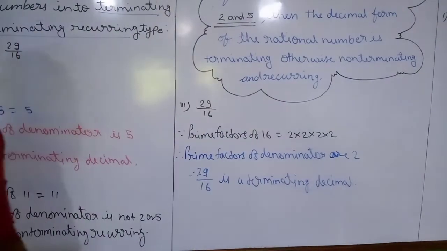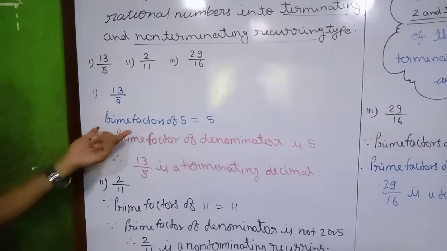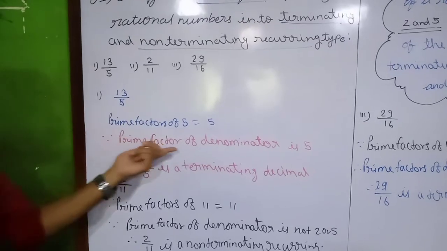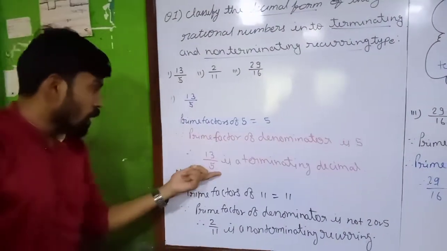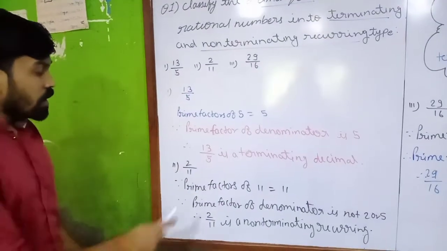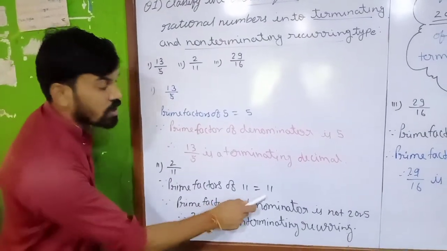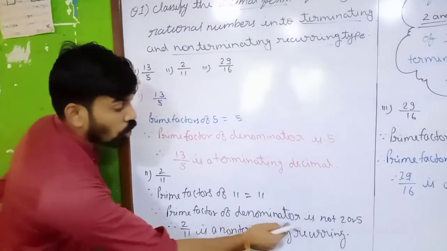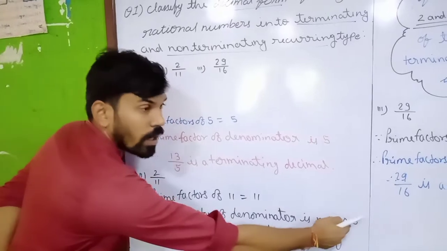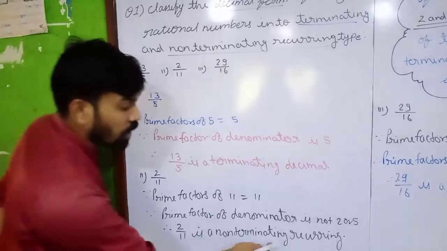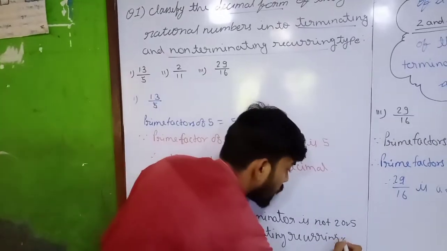Got it, everyone? Once again, here we have the first one, 13 upon 5. Prime factor of 5 is equal to 5. So therefore, because the prime factor of the denominator is 5, we can write 13 upon 5 is a terminating decimal. In the second one, prime factor of 11 is equal to 11, because the prime factor of the denominator is not 2 or 5, or we can say other than 2 or 5, so 2 upon 11 is a non-terminating recurring decimal.